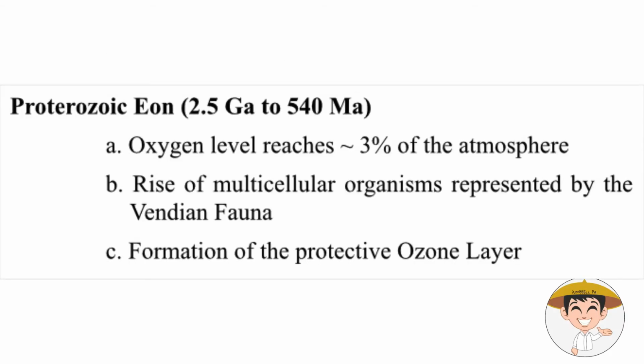Next, we have the Proterozoic Aeon. It is from 2.5 billion years to 540 million years. In this aeon, the oxygen level reaches approximately 3% of the atmosphere. It is when multicellular organisms, or the eukaryotes, rose, represented by the Vendian fauna. It is also where the formation of the protective ozone layer happened.